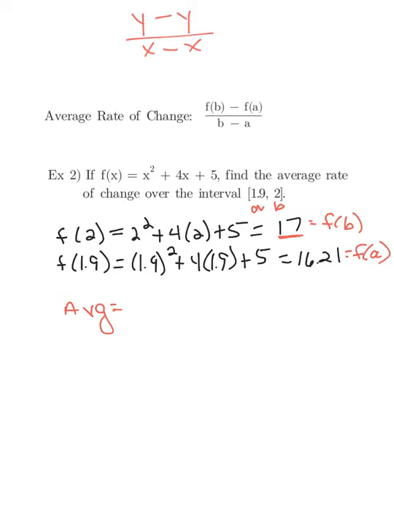So we're going to take the answers minus each other. We're going to take 17 minus 16.21 over the x's, 2 minus 1.9. In doing that, you will get 0.79 over 0.1, which gives us an answer of 7.9 as our average rate of change.